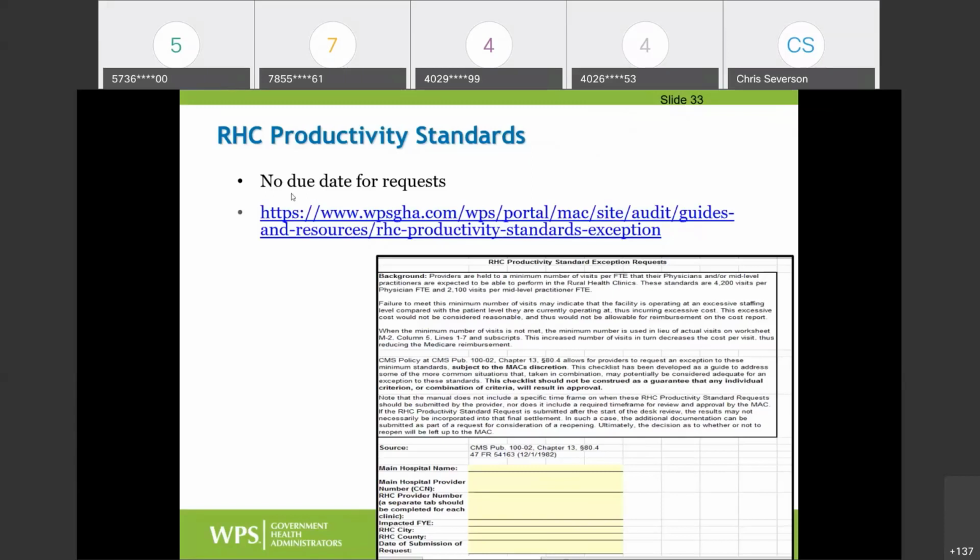So CMS is aware of this, and they did issue a statement that MACs should take this into consideration when reviewing these productivity standards. They didn't tell us any sort of specific form to use or any other guidelines. They just said it's still subject to the MAC's discretion, but we should consider it. So we still have the same checklist that's linked here that you can use just to communicate your request, the name, number of the RHCs.